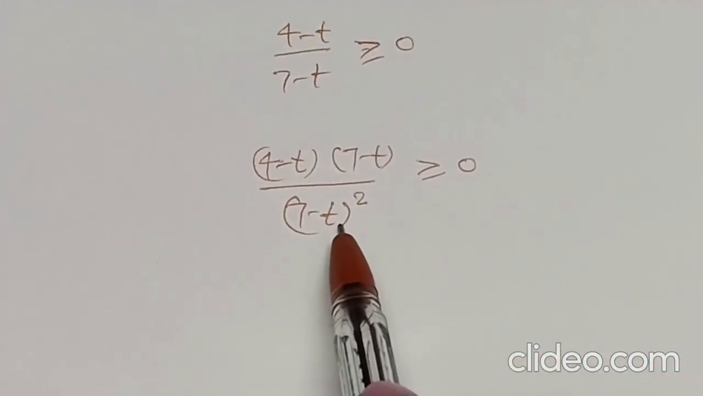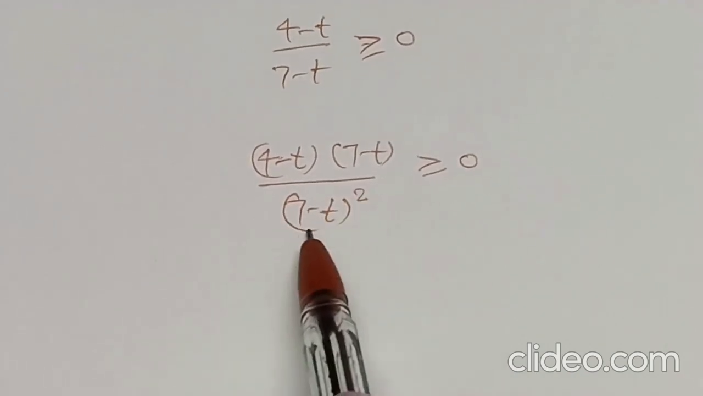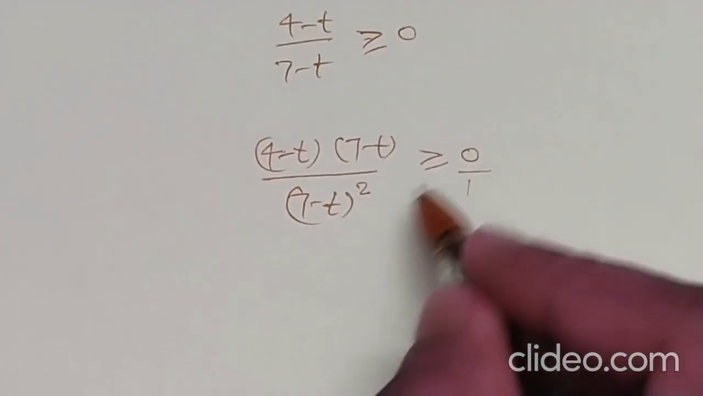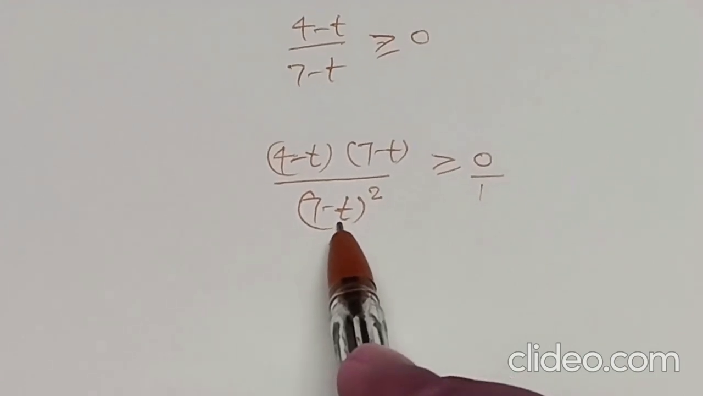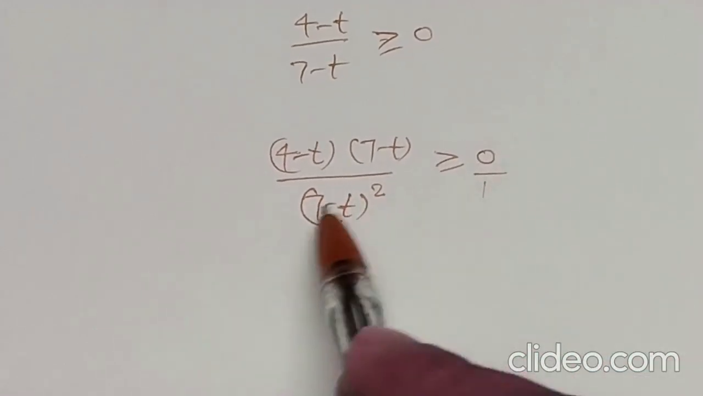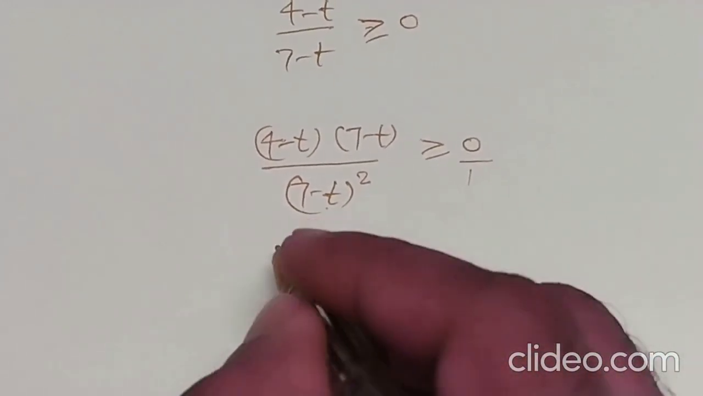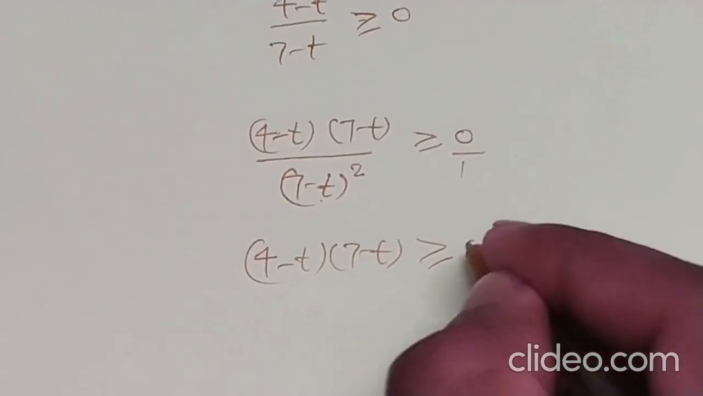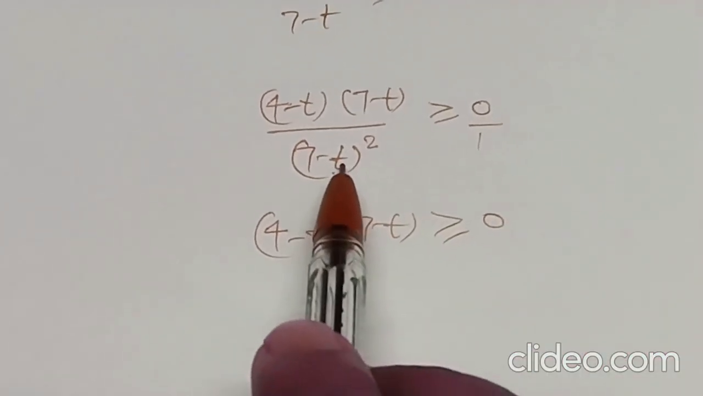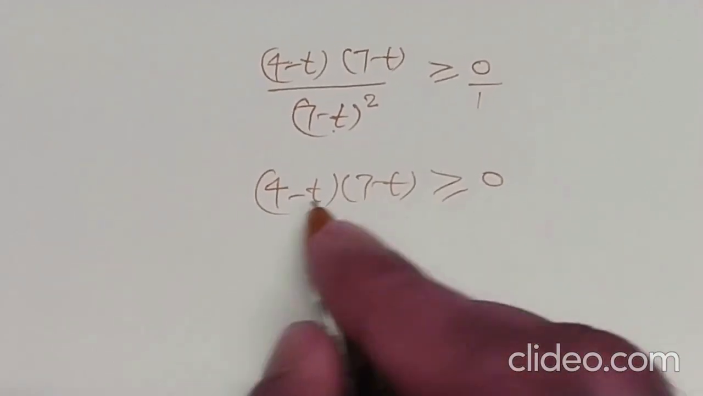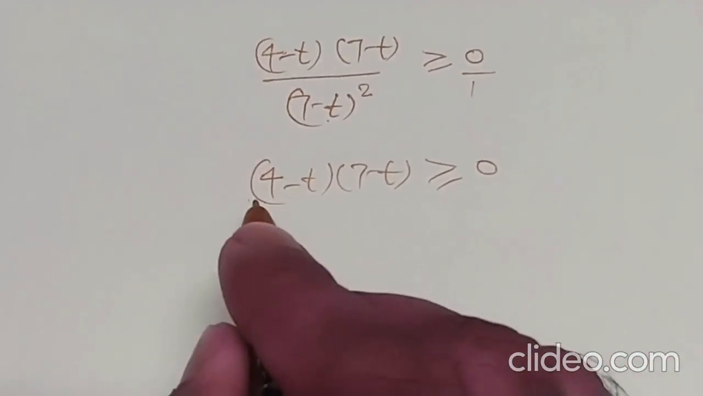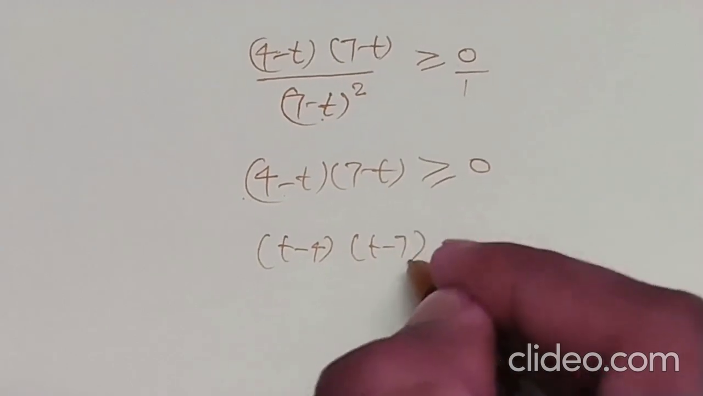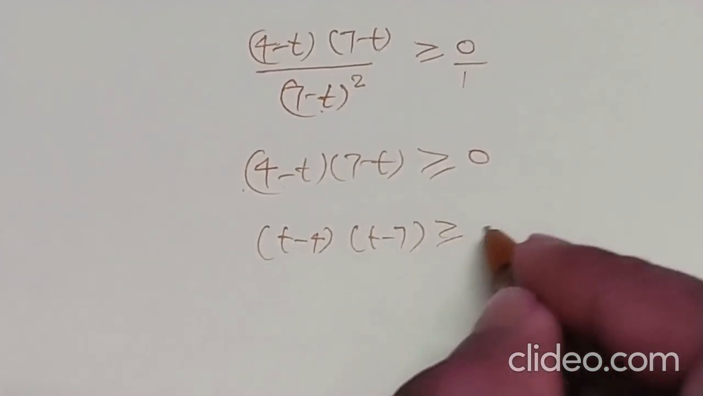Now from here, this denominator is always positive, so we can cross multiply, but t should not equal 7, otherwise it will be 0 and we cannot cross multiply with 0. So (4 - t)(7 - t) should be greater than or equal to 0. We have to remember that t should not equal 7. Now we can take minus common from here and minus common from here. So what will we get? (t - 4)(t - 7) should be greater than or equal to 0.